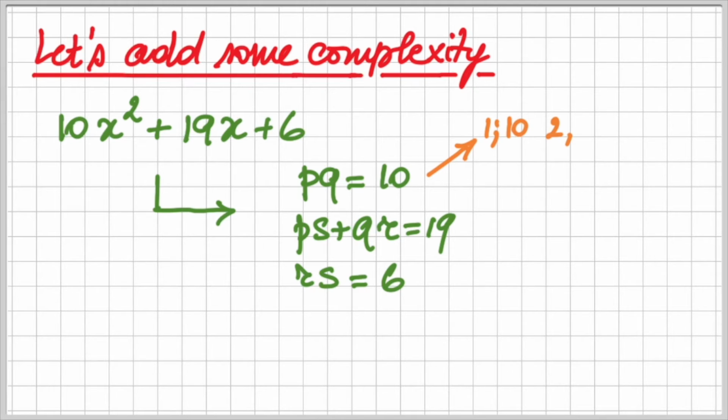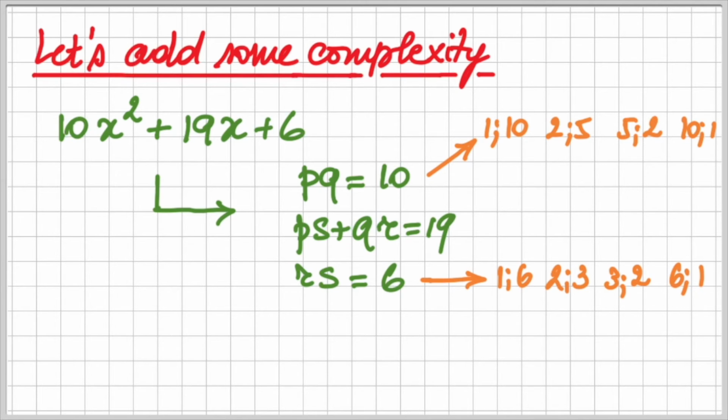So basically, for p times q is 10, we have 4 possibilities, 1 and 10, 2 and 5, 5 and 2, and 10 and 1. For r times s, we have 1 and 6, 2 times 3, 3 times 2, and 6 times 1. We have to look at all the combinations because the expression is not symmetrical anymore. In ps plus qr, when p and q are equal to 1, there was no preference for s or r. We could change them, but in this case, it's not true anymore.